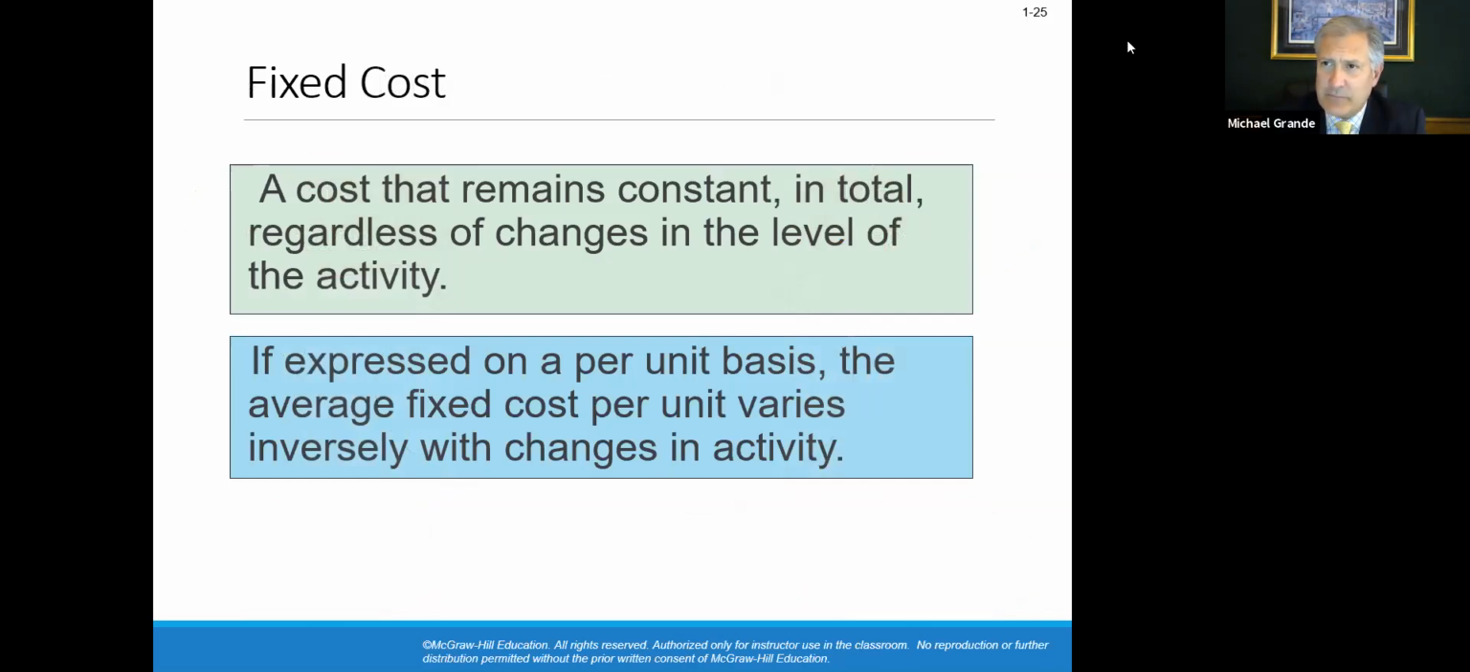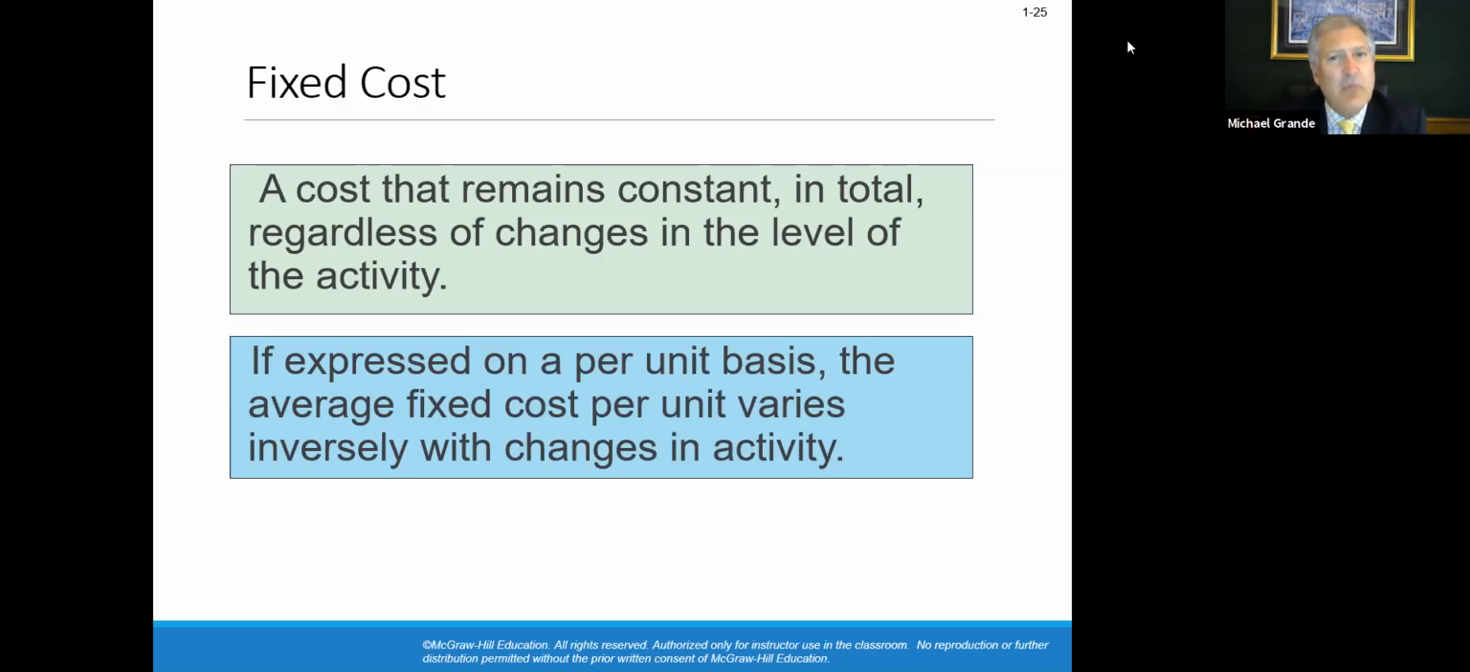A fixed cost is a cost that remains constant in total regardless of changes in the level of activity. Classic example, rent expense, rent on the factory. If the rent expense on the factory is $10,000 per month, it's going to be $10,000 per month, whether we produce one desk, 10 desks, or 1,000 desks. See the difference? A variable cost, $100 per unit. Fixed cost, $10,000 per month.